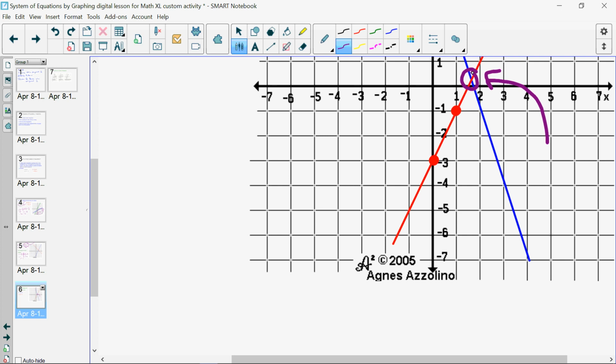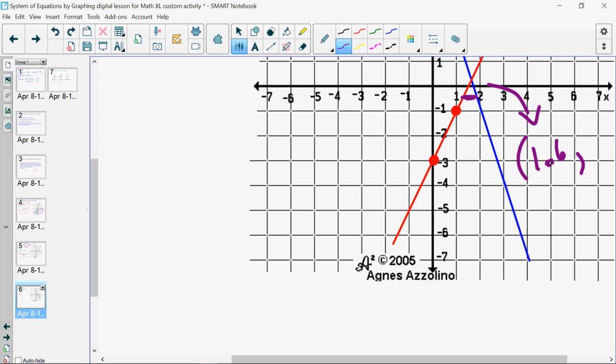That's what's important. So if I were going to come up with what is my solution, all I could really do is just estimate this. I can't tell exactly what number it's going to be. I know it's somewhere between 1 and 2, and it looks like it's a little past halfway. So I would say my x value is probably about 1.6. So my x value is 1.6, I'm guessing.